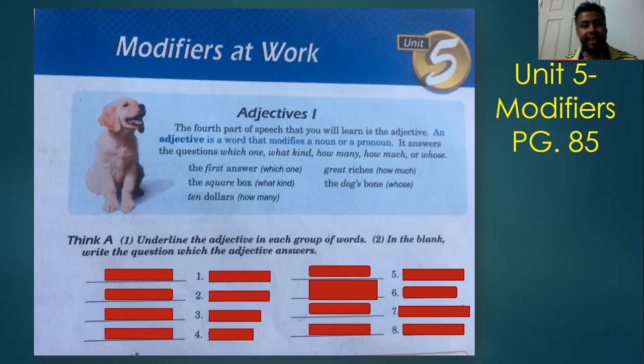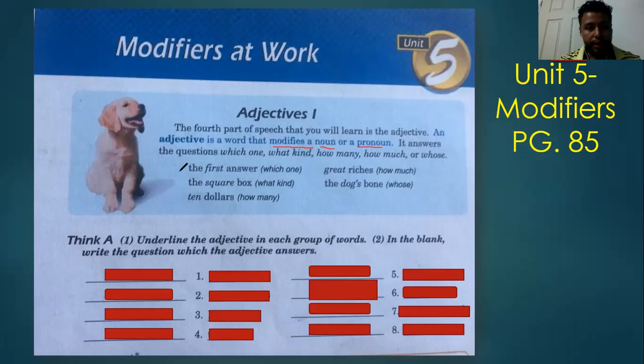For example, this is number four in the parts of speech. Okay, let's see. An adjective is a word that modifies or describes a noun or pronoun. It answers the questions which one, what kind, how many, how much, or whose. So we need to keep in mind this: the adjectives always modify a noun or a pronoun.